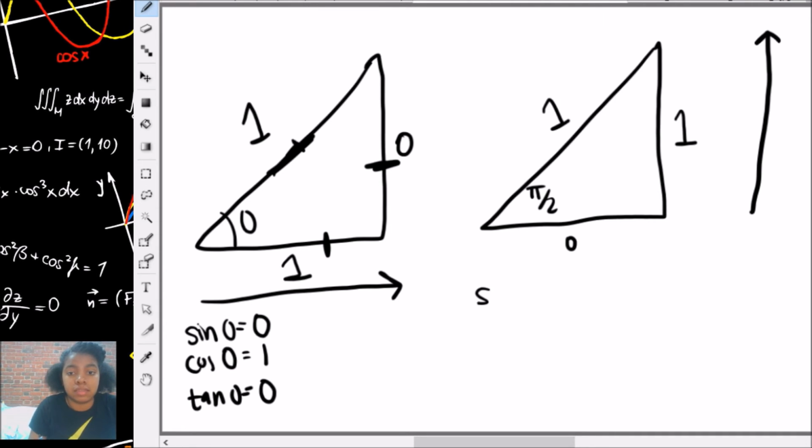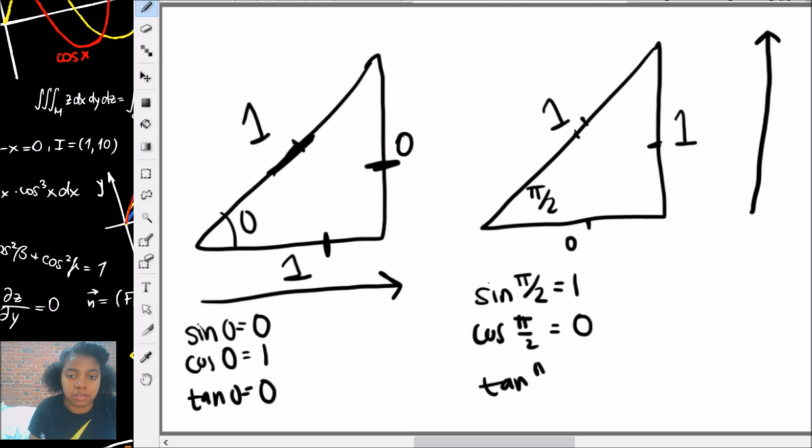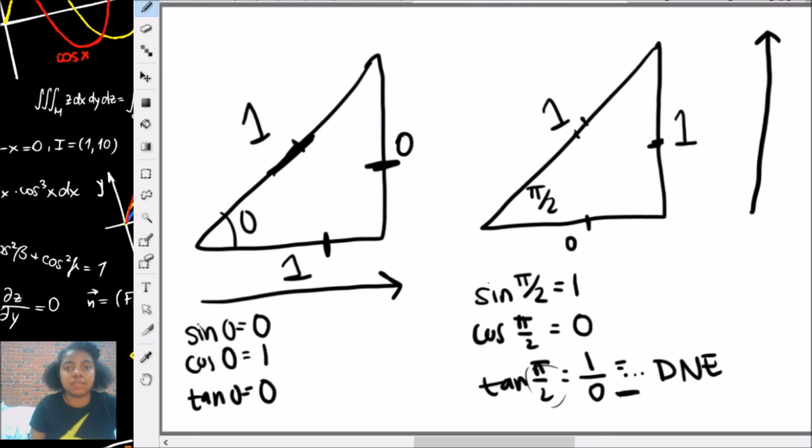And over on the 90, pi over 2 side, the sine of pi over 2 is going to be 1 over 1, which is just 1. The cosine of pi over 2 is going to be the adjacent over the hypotenuse, which is going to be 0. And the tangent of pi over 2 is going to be the opposite over the adjacent, which is 1 over 0. But that's undefined. So the tangent of pi over 2 is always going to be undefined. So important to note.